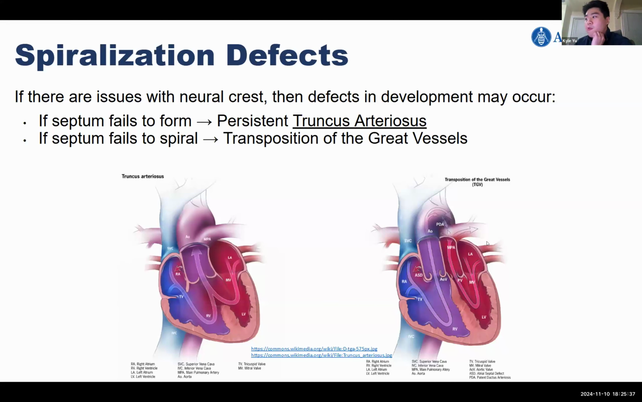So you have all this fresh blood from the lungs getting pumped into the heart, and then in transposition of the great vessels, it goes into the pulmonary artery back to the lungs. So like your oxygenated blood is in that small loop.